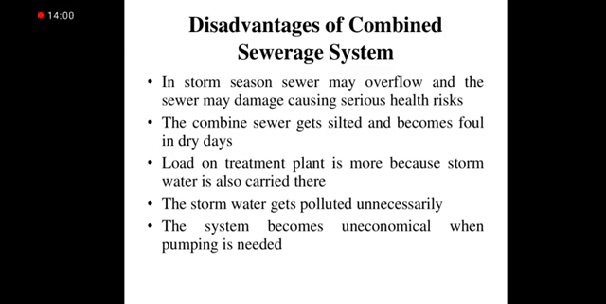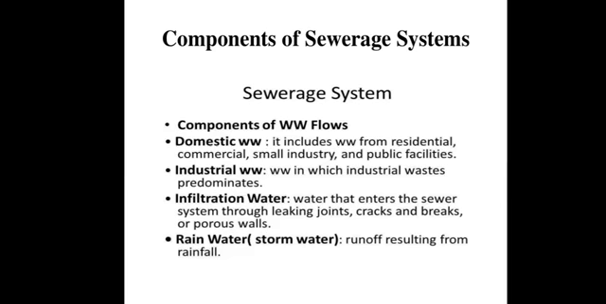Load on the treatment plant is more because the storm water is also carried there. The load in the treatment plant will exceed, because in the heavy rainy seasons we get so much storm water too. The storm water gets polluted unnecessarily. Because when we are going for the separate sewer system, only sewage from the house goes to the treatment plant, and the storm water directly goes to the river. But here both are combined together, meaning the rainwater will also get polluted. The system becomes uneconomical when pumping is needed.